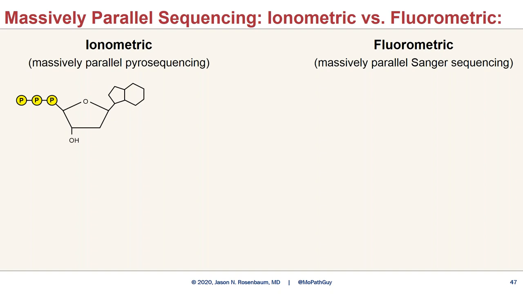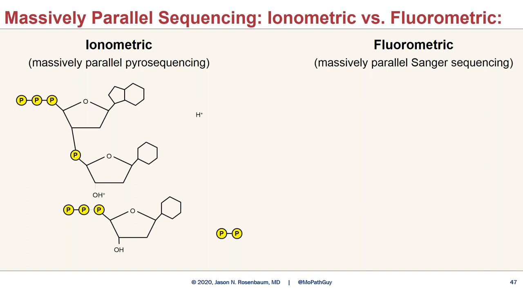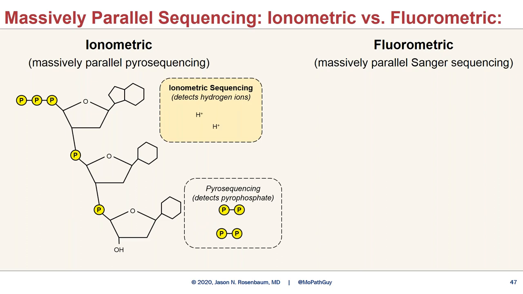So with ionometric sequencing, you're progressively adding nucleotides. And each time you add a nucleotide, you give off a chemical byproduct. You give off two, actually. You give off pyrophosphate, which is what's detected by pyrosequencing. The pyrophosphate is used to generate a flash of light. Ionometric sequencing works exactly the same way. It just detects the hydrogen ion instead of the pyrophosphate.